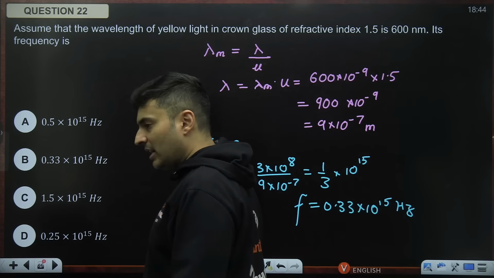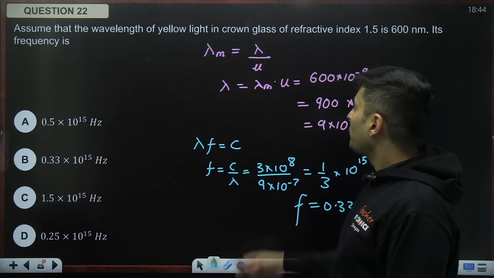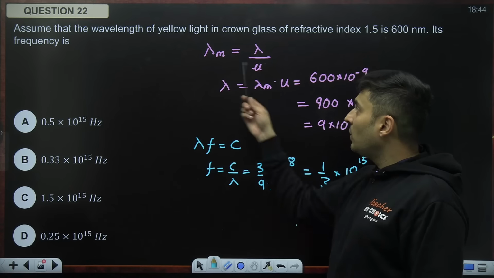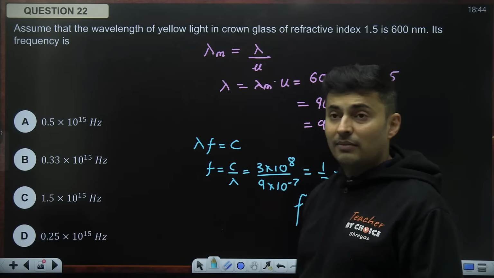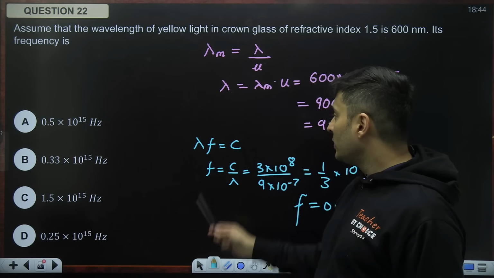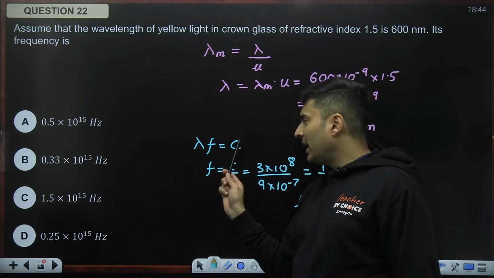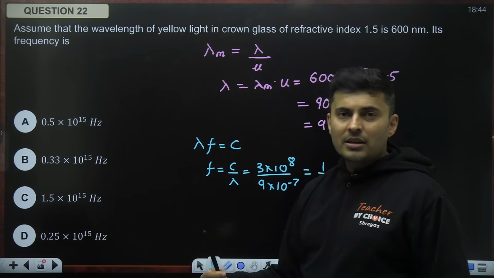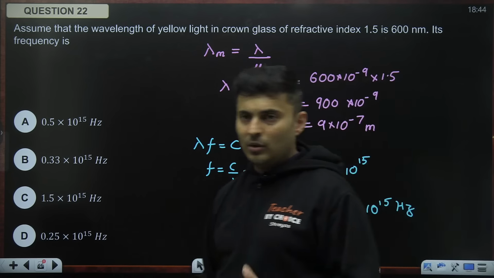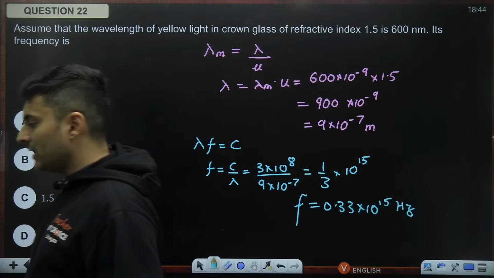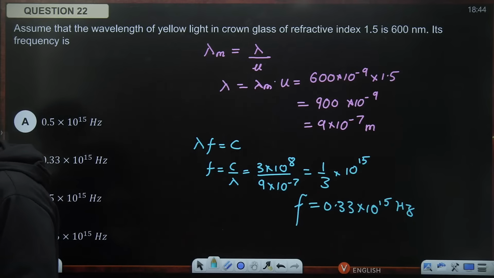See where you guys have made a mistake. Many kids I know directly use this formula without even converting the wavelength. Remember, the wavelength will change. When you use this formula, c is the speed of light in vacuum, and this lambda is the wavelength in air or vacuum. So be careful, guys. A lot of kids make this mistake.